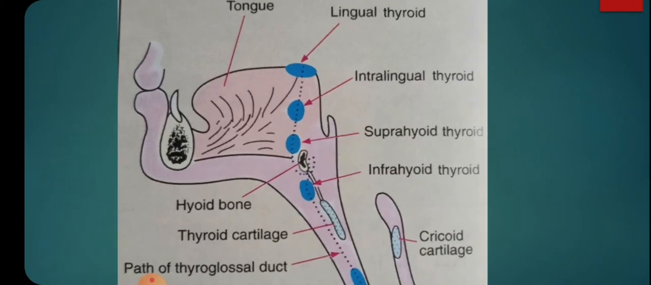If it totally fails to descend, the thyroid gland may present at the foramen cecum itself, then it is called lingual thyroid, and slightly below that, if it is present, then intralingual thyroid. If it is present above the hyoid bone, then it is suprahyoid, and below the hyoid is infrahyoid.